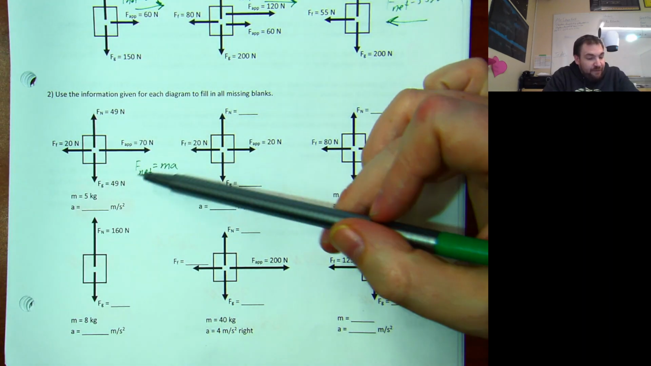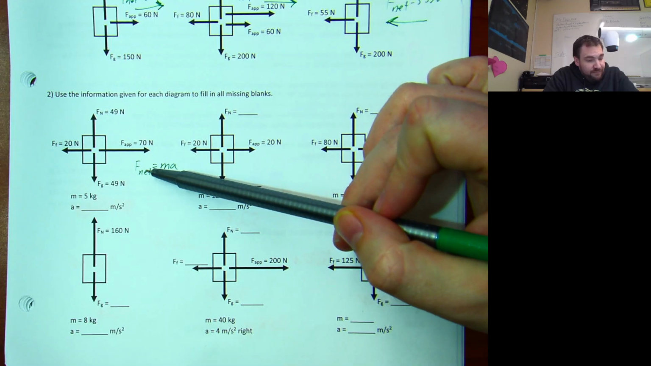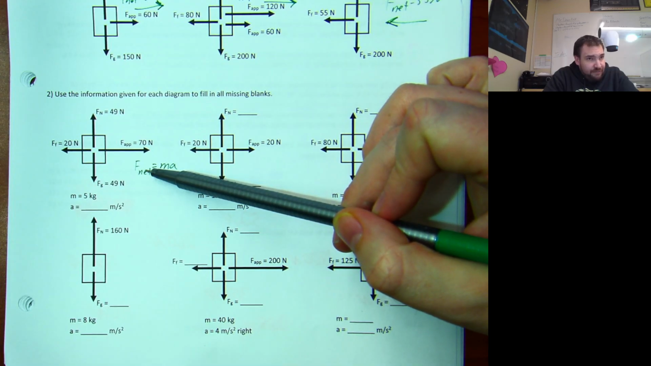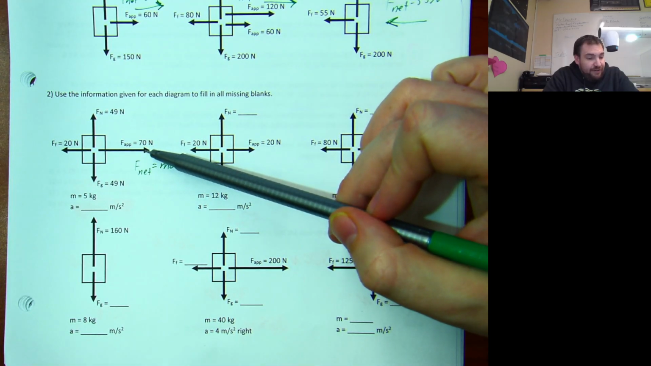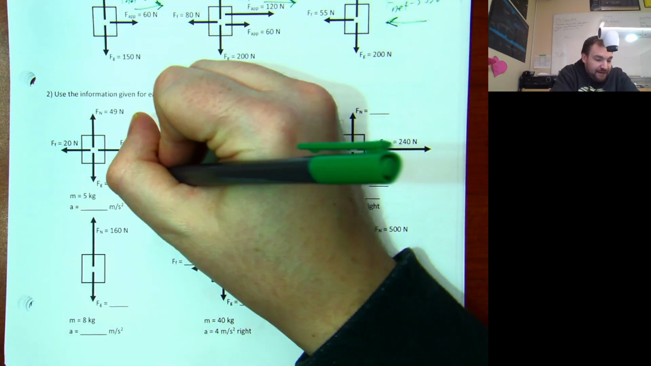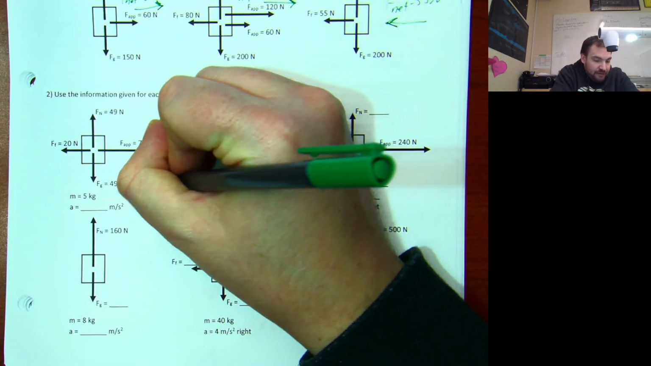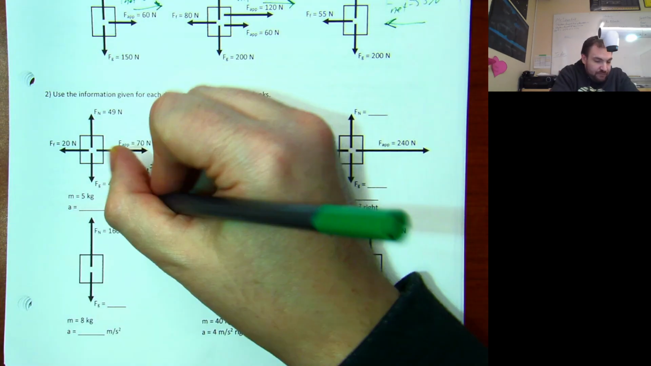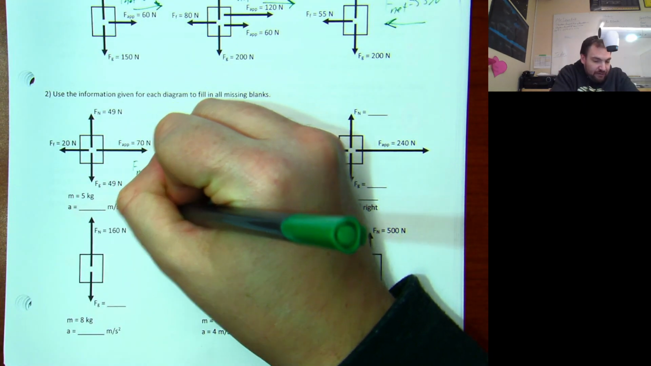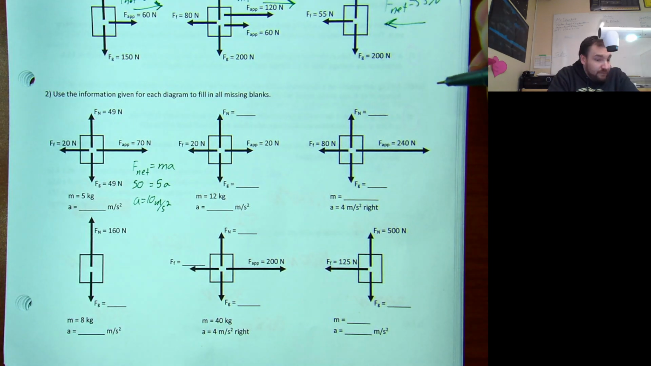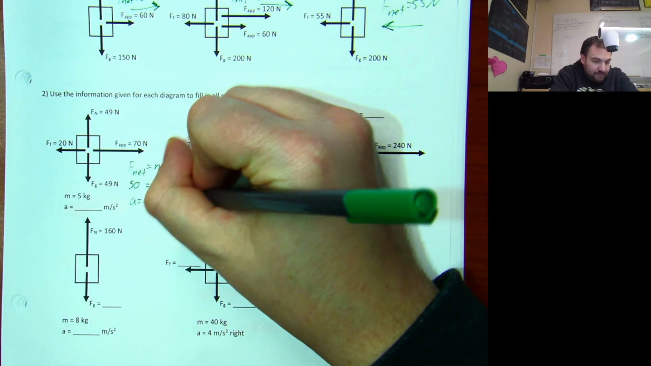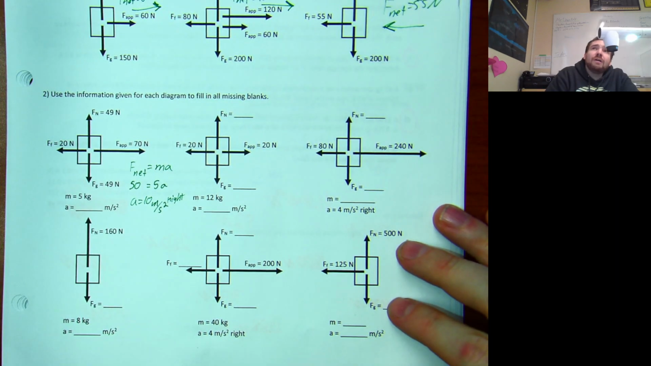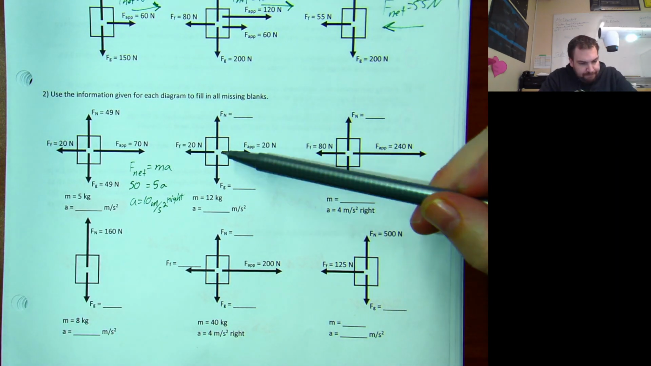So then what is the net force? How'd you get it? 70 to the right minus 20 to the left. So F net is going to be 50 newtons equals 5a. So what's the acceleration? 10. Which way? To the right. Cool. How about this guy here?